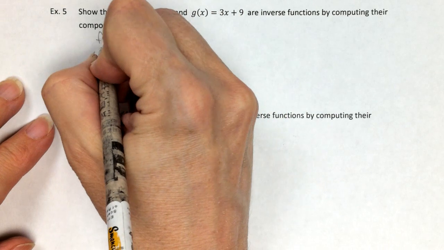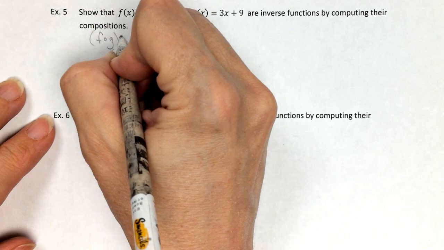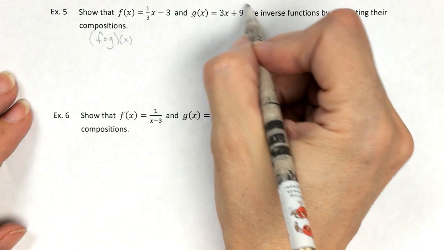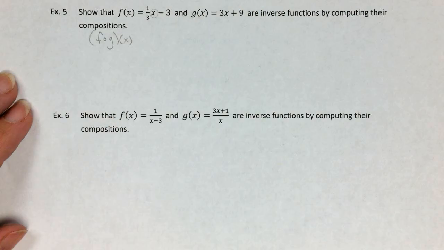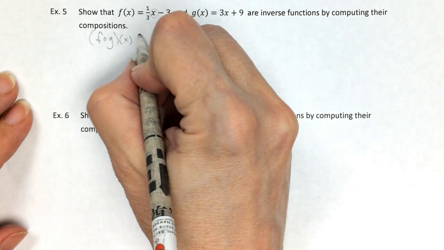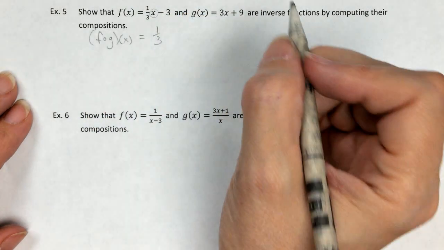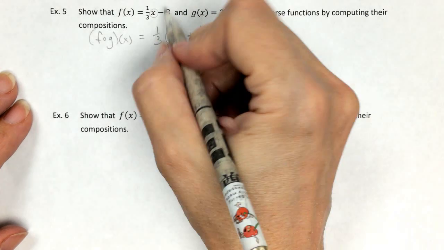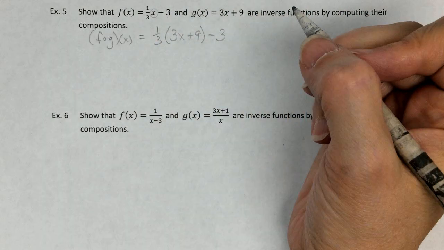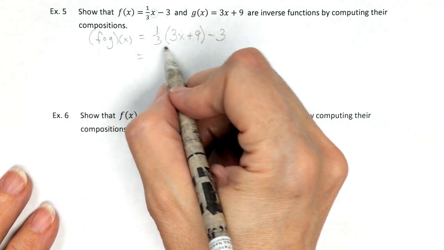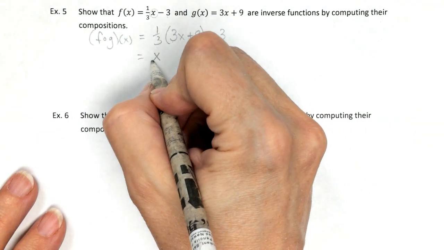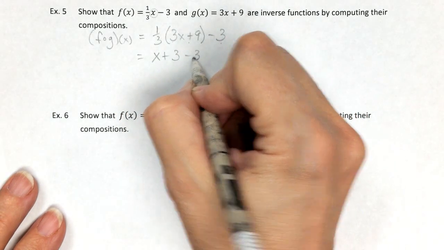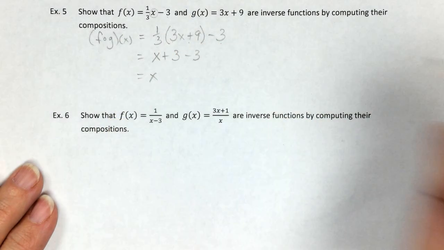Okay, so over here I'll do f of g. That's where I put g into f. So this whole thing is going in place of that x. So we would have 1/3 times 3x plus 9 minus 3. And then we simplify. Okay, so 1/3 of 3 is 1. This is x plus 9/3 is 3 minus 3. Look at that. We get x.